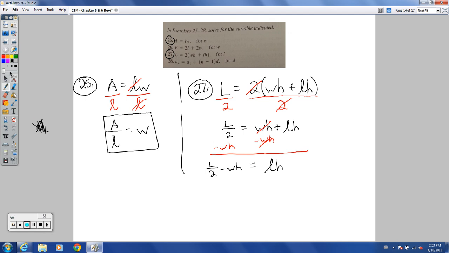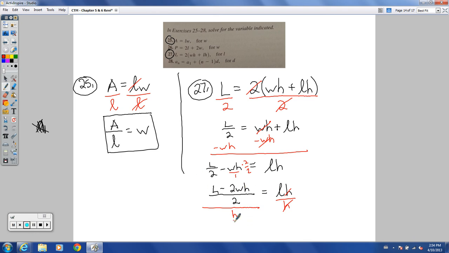And now to get H by itself, I could divide by L. But before I do that, I'm going to put these together so they have a common denominator. To get the common denominator here, I could multiply this term by 2 over 2. So I would have L minus 2WH. And since it's all over 2 now, I could just put the whole thing over 2. So this equals still lowercase l times h. And then finally I could divide both sides by h to get this l by itself.